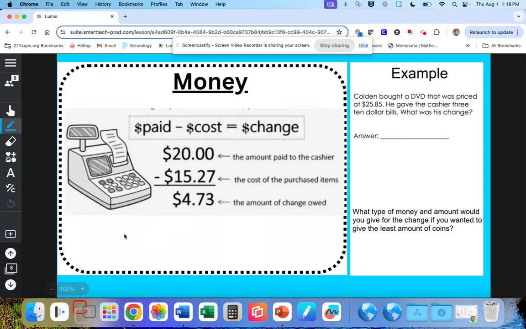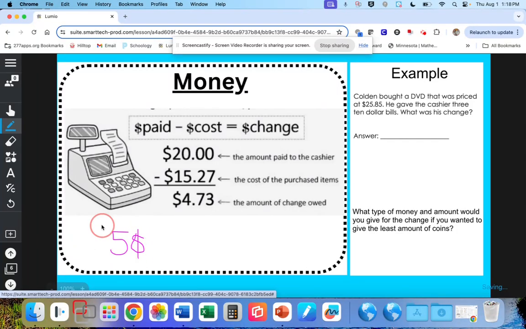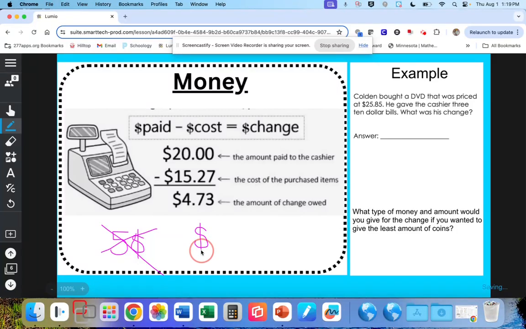So a lot of times right now, you'll hear people say, it's 5 dollars. Whoops, that looks more like an 8. This is the wrong way to write it. Don't write your money that way. Instead, put the dollar sign first and then the 5 out front because the dollars are in the front.